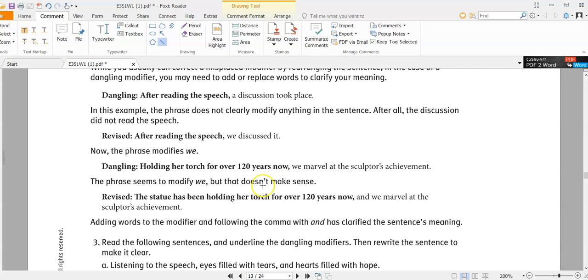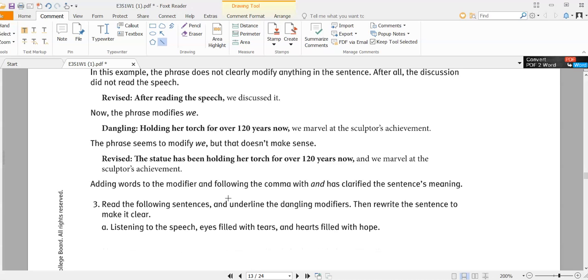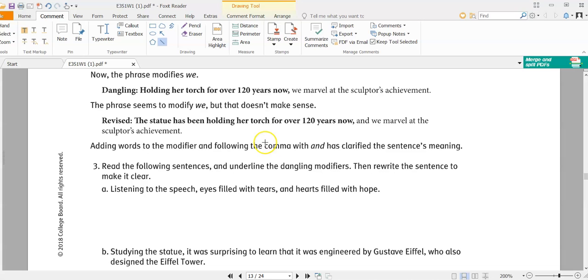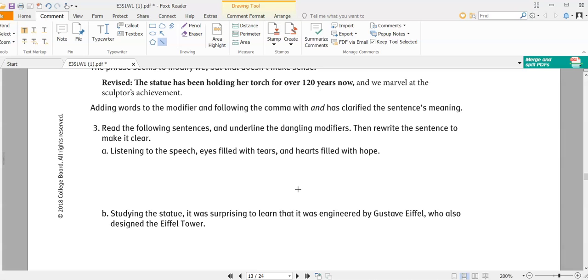So what they gave us was the revised sentence. The statue has been holding her torch for over 120 years now, and we marvel at the sculptor's achievement. So now it makes some sense. So here they had added words to the modifiers and following the comma with and to clarify the sentence's meaning. So now you're going to look at these following sentences and underline the dangling modifiers, then rewrite the sentences to make them clearer. So, listening to the speech, eyes filled with tears and hearts filled with hope.